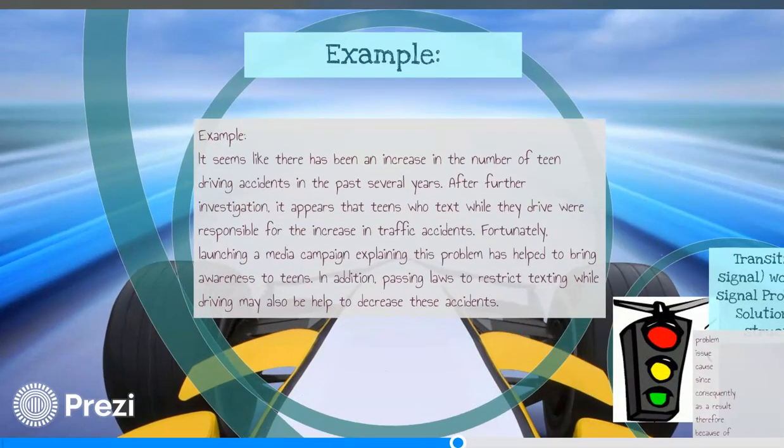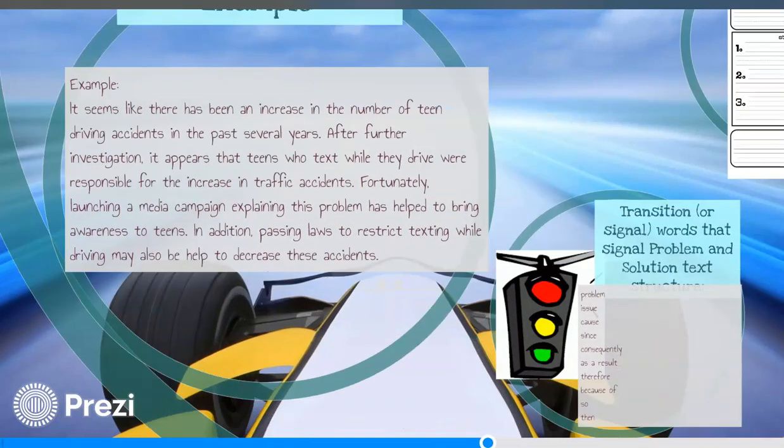Let's look at an example and see if you can find the problem and the solution in this passage. It seems like there has been an increase in the number of teen driving accidents in the past several years. After further investigation, it appears that teens who text while they drive were responsible for the increase in traffic accidents. Fortunately, launching a media campaign explaining this problem has helped to bring awareness to teens. In addition, passing laws to restrict texting while driving may also be a help to decrease these accidents.